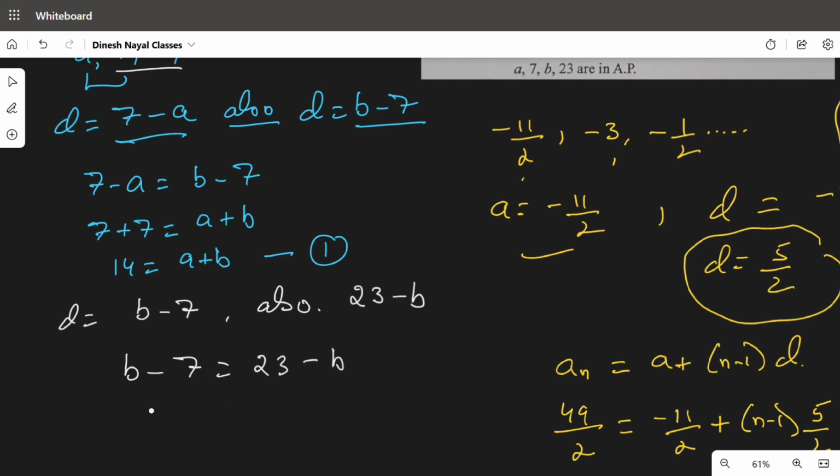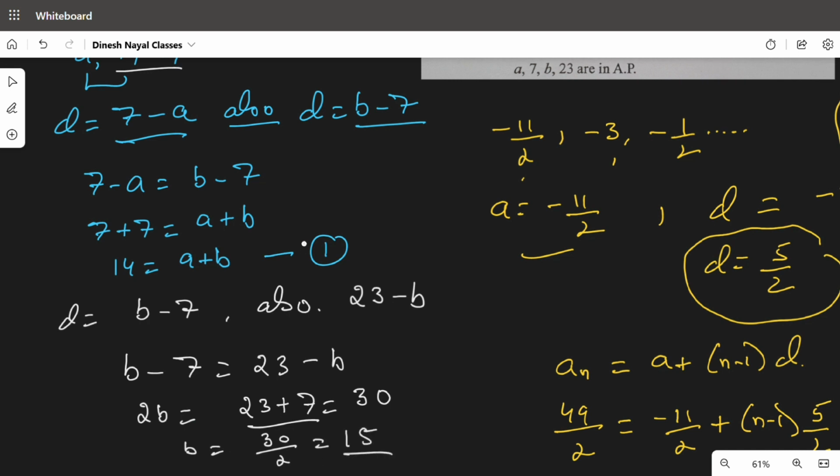Okay, so now take B to that side. So this will be 2B equals 23 plus 7. We know that 23 plus 7 is actually 30. So what is B? B will be 30 by 2, that is 15. So we have the value of B as 15.